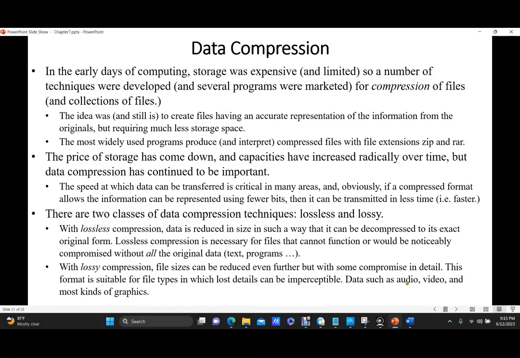Audio files: a minimal change in an audio file is probably not going to be perceived by the human ear. Video files: a small change in one frame of a video file goes by so fast you're not going to notice it. Most kinds of graphics can tolerate small losses of information.